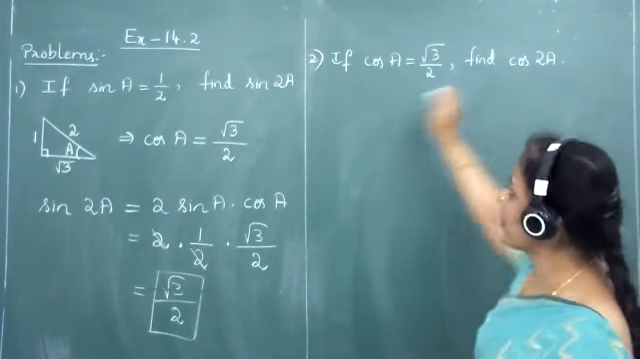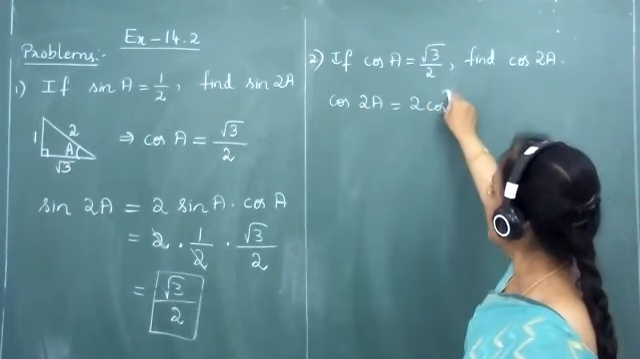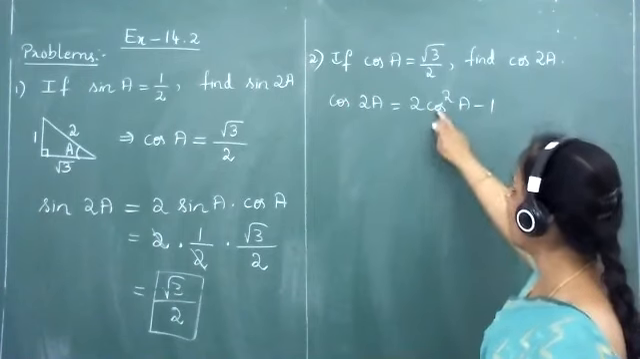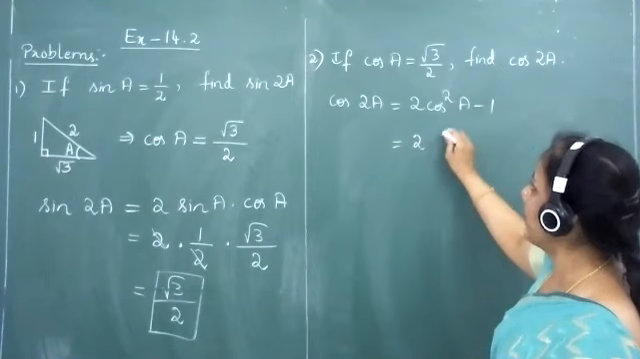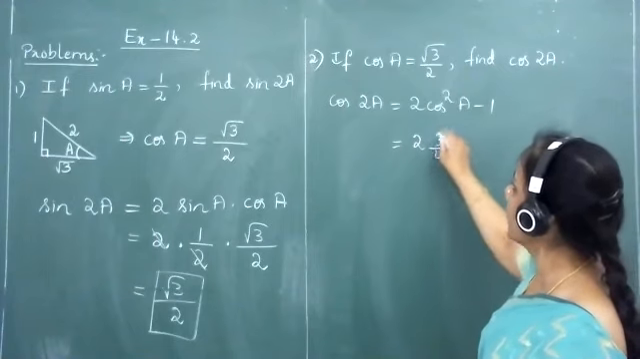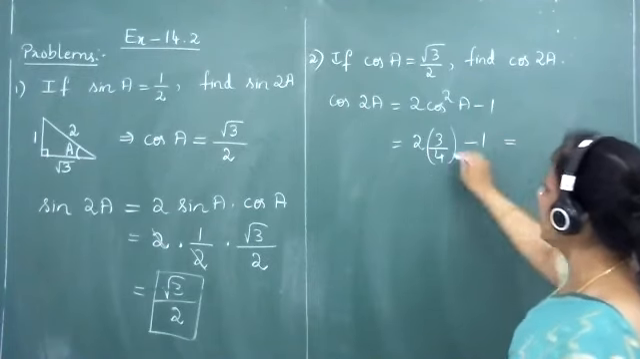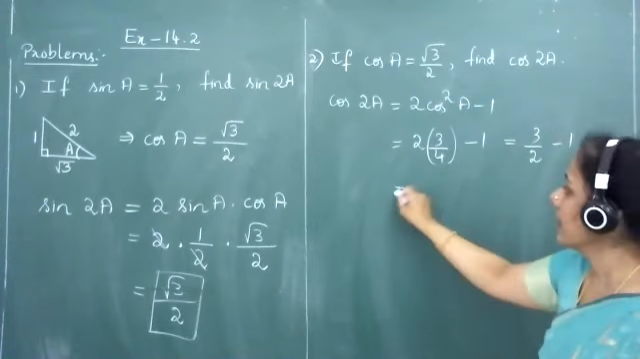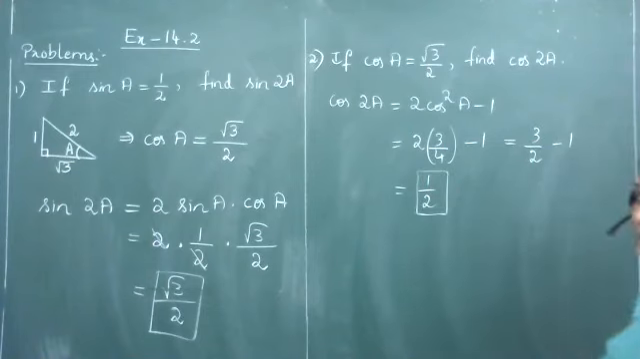So here for cos 2A, I will be using 2 cos squared A minus 1. The cos A value is there with us. If cos A is root 3 by 2, cos squared A will become 3 by 4. This needs to be simplified further. 2 into 3 by 4 comes as 3 by 2, minus 1, which will reduce to 1 by 2. So 1 by 2 will be the required answer.